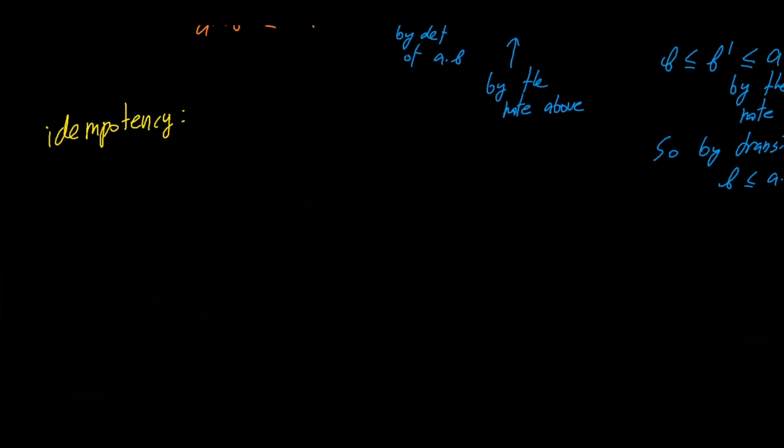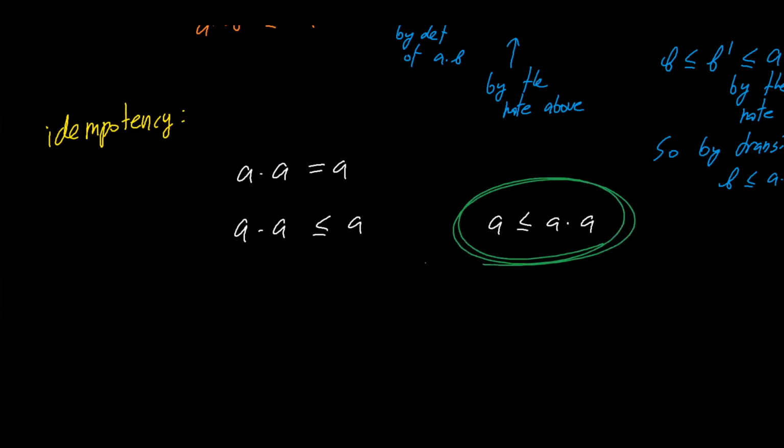So for idempotency, we would want to prove that A dot A equals A, right? And again, we split this into two parts, this inequality and the other one. But the other one, this one, we already have. We already know this is true. Would you like to remind me, how do we know that? Where does this follow from?